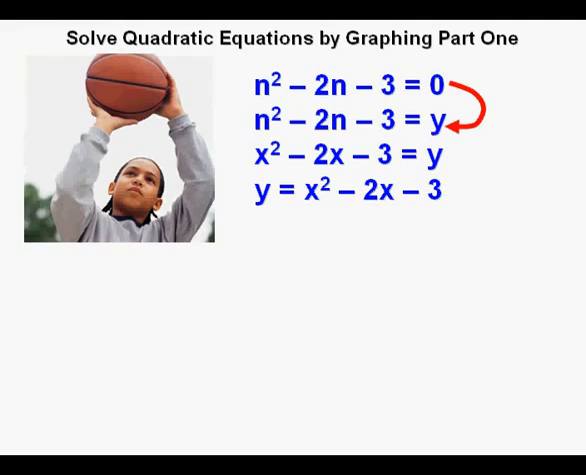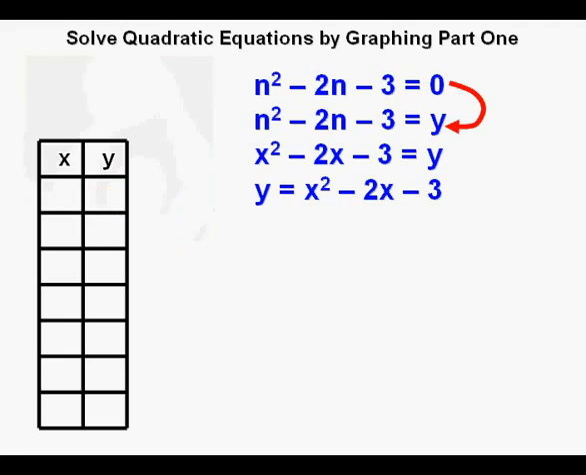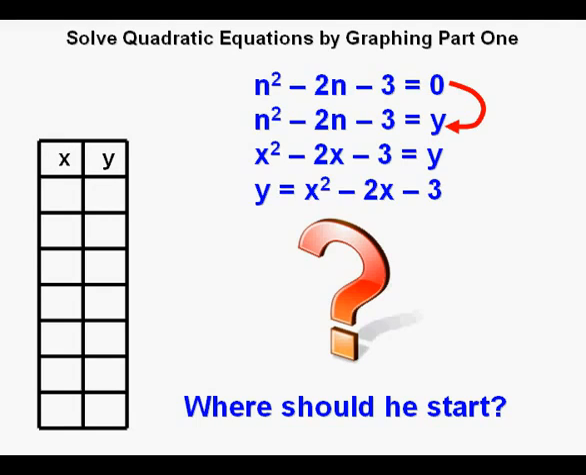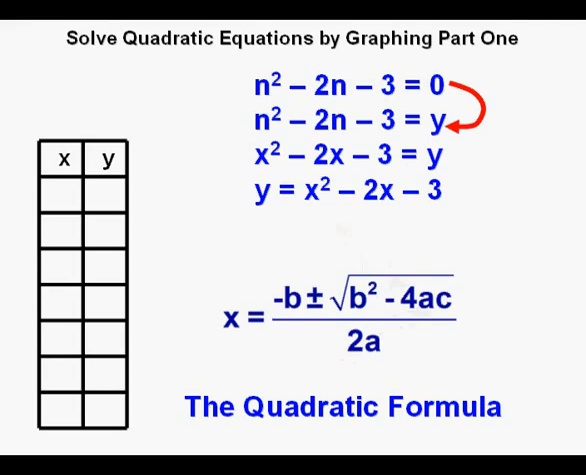For cosmetic purposes, Joe switches the function to have the dependent variable y on the left side where he is more accustomed to working. Joe now creates a table where he will obtain points to be graphed. But his question is, where should he start to plot points? Fortunately, there is something called the quadratic formula shown here, and it's this part of the quadratic formula, x equals -b over 2a, that is the key of where to start.